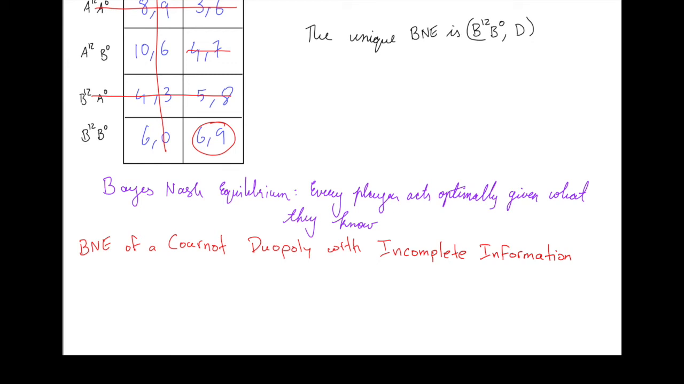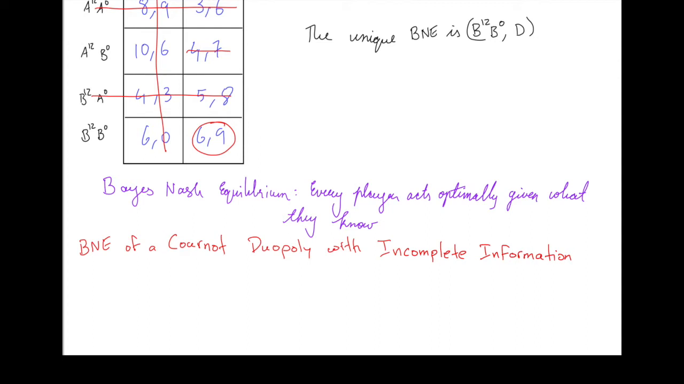In the last video, I defined for you the concept of a Bayes-Nash equilibrium, which is very similar to a Nash equilibrium, except we're taking into account that players don't know everything and they know different things. And so the idea of optimality is that players do the best they can given what they know. So let's apply this idea of a Bayes-Nash equilibrium to a simple model of a Cournot duopoly with incomplete information.